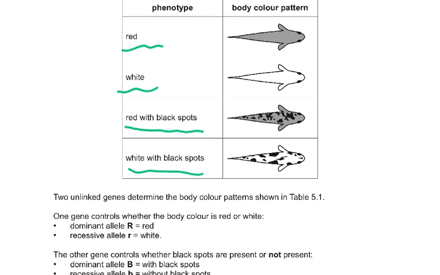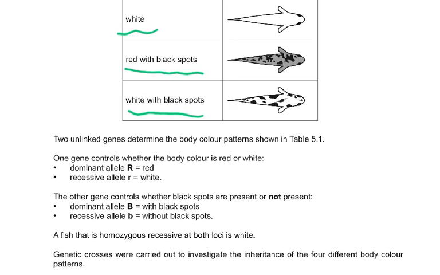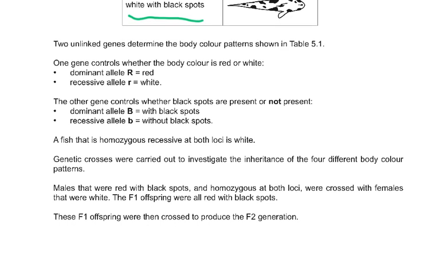2 unlinked genes determine the body color pattern shown in table 5.1. One gene controls whether body color is red or white, dominant R, small r, white. The other gene controls whether black spots are present or not present. So dominant B with black spots and recessive b is without black spots. Right? So a fish that is homozygous recessive at both loci is white. Why? Because this is white and this is going to be without black spots. So it's going to be white.